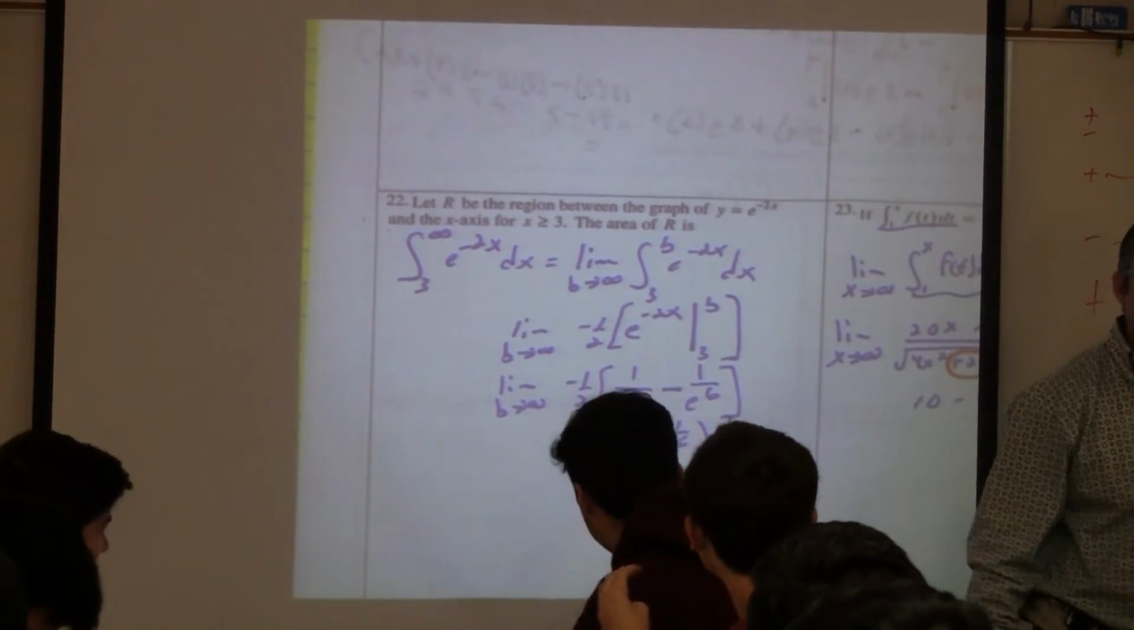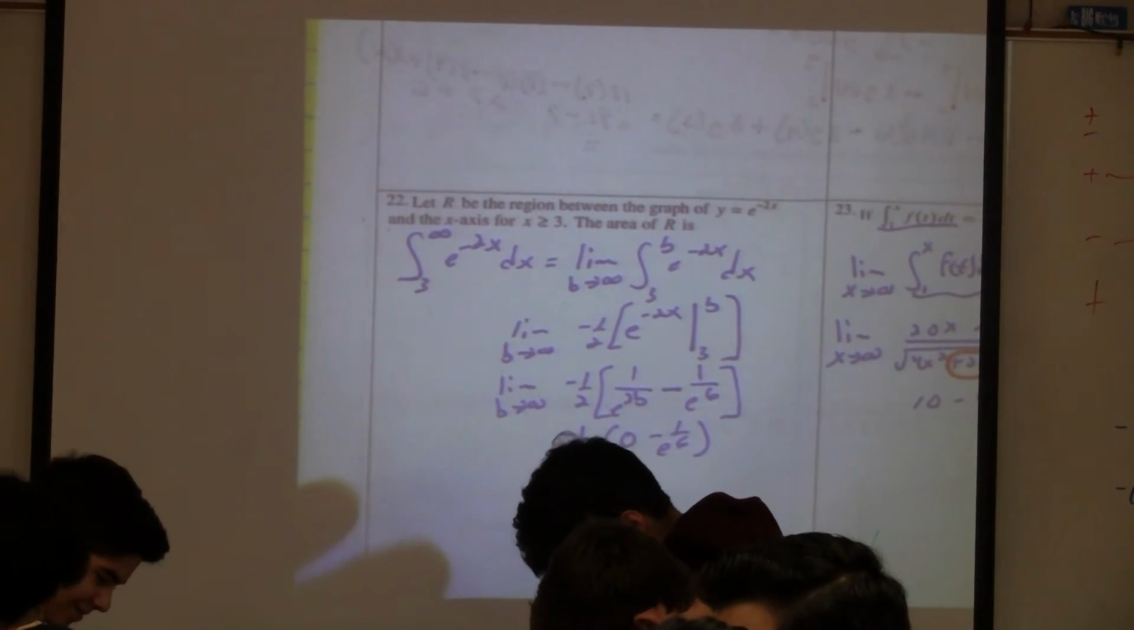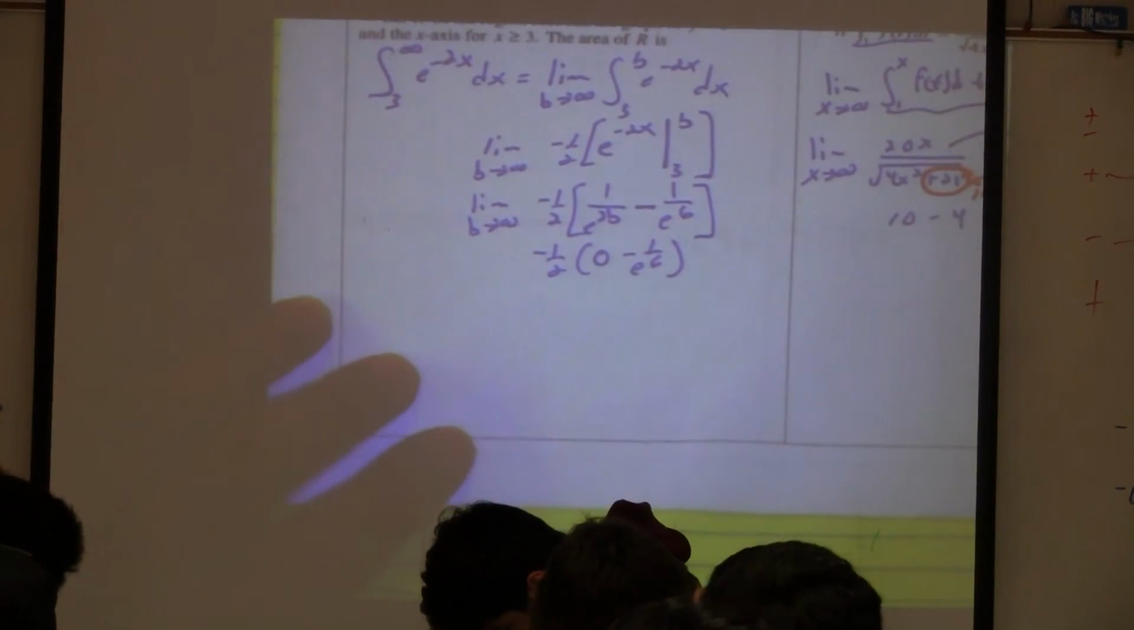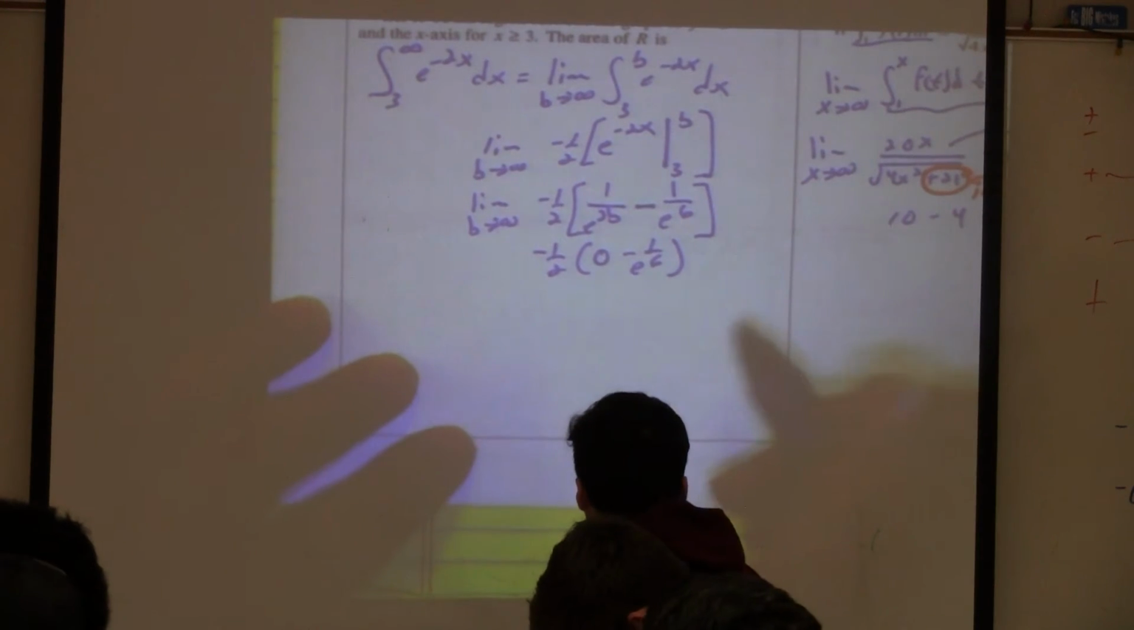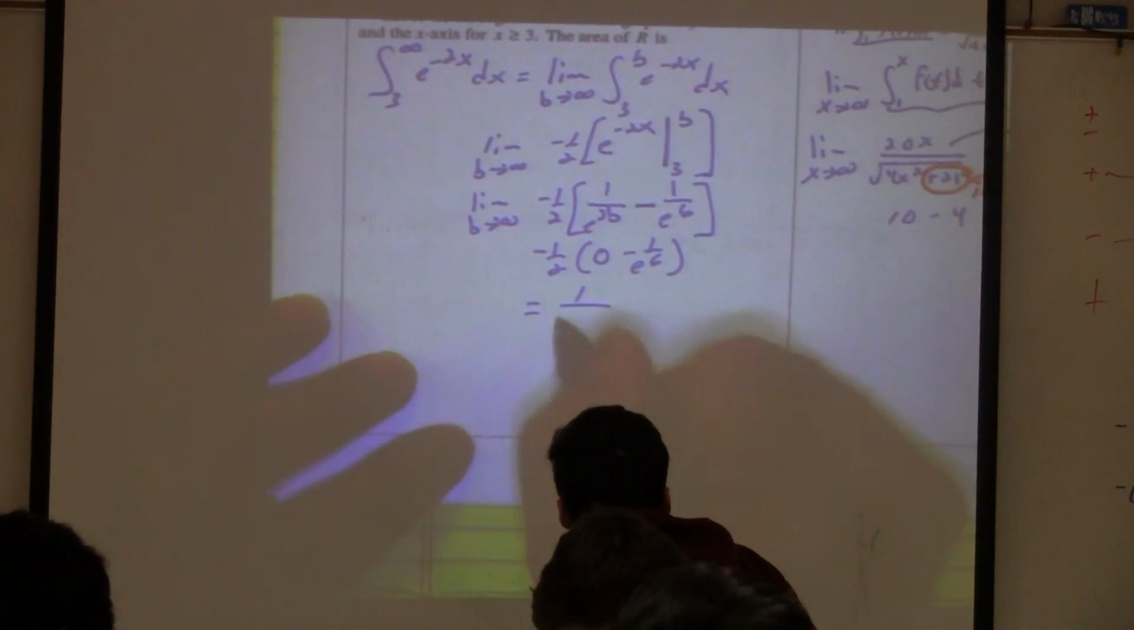Anyway, so what do we end up with here? Half e to this, half over e to the 6. It was even 1 over 2 e to the 6. 1 over 2 e to the 6.